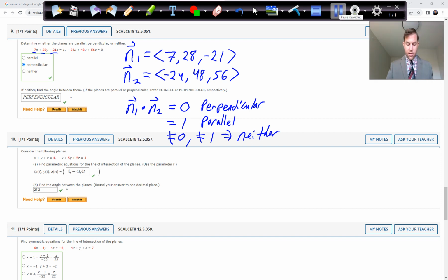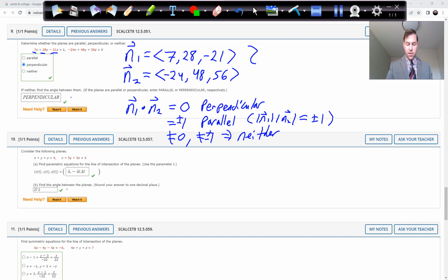And actually, there's a little bit more to it for parallel. Perpendicular is easy, it's 0. For parallel, you can have plus or minus 1. But then also you have to have the magnitude of n1 times the magnitude of n2 has to also equal plus or minus 1. So there's a little bit more checks to see if a thing is parallel.